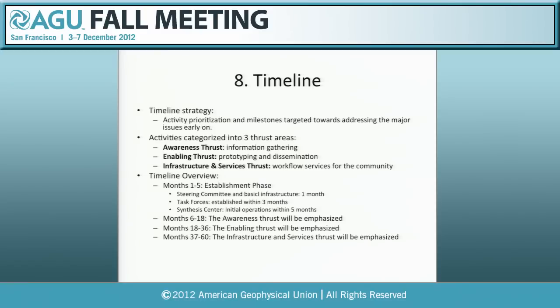In terms of the timeline, we thought that there should be activities going on throughout the duration, the next few years, but there should be an awareness thrust that's really gathering information and keeping us informed about how the community is reacting, how workflows are making an impact, and so on and so forth. The enabling thrust would be more focused on prototyping, pursuing good opportunities for collaboration or for dissemination, and so on. And then a third thrust on infrastructure and services. So can we, for example, offer central ways to give you a unique identifier for your workflow, a DOI for your workflow, for example, as a service to geosciences.